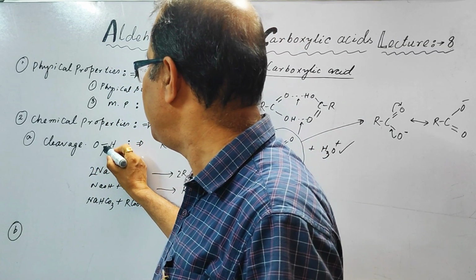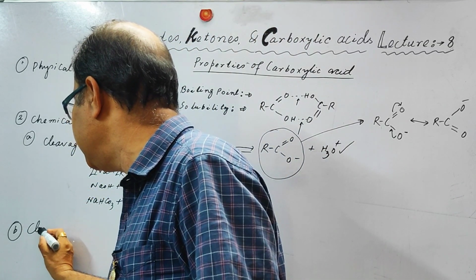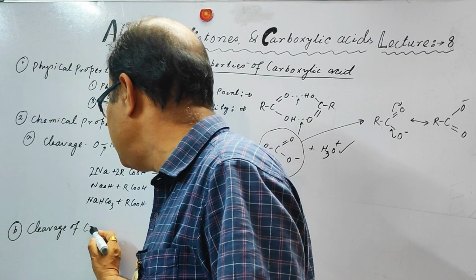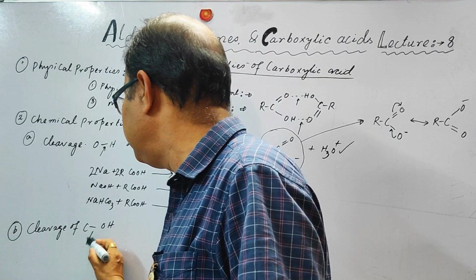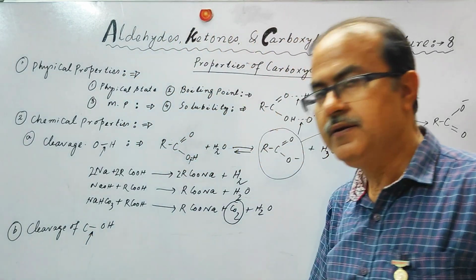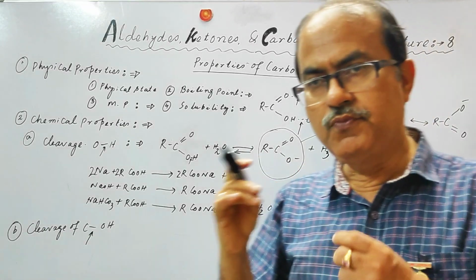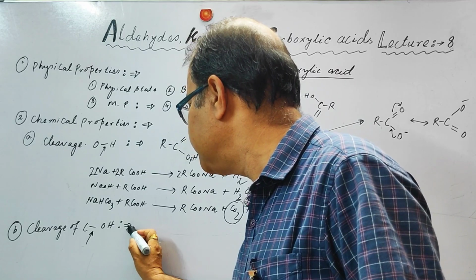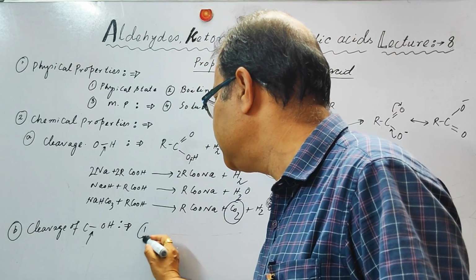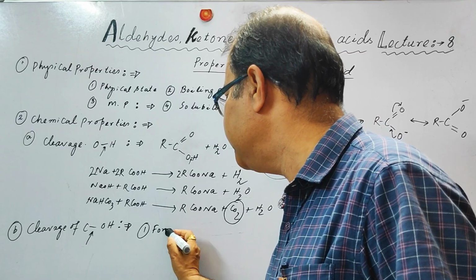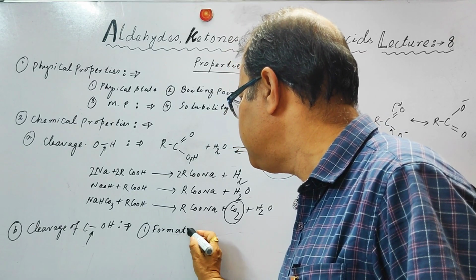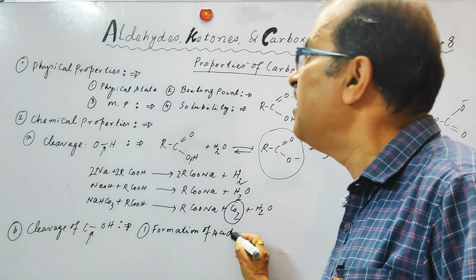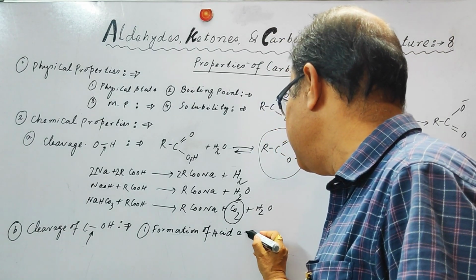That was the cleavage of the OH bond, and the other reaction that we are going to discuss is the cleavage of the C-OH bond. This bond will be broken, and the first reaction that we observe is the formation of acid anhydride.